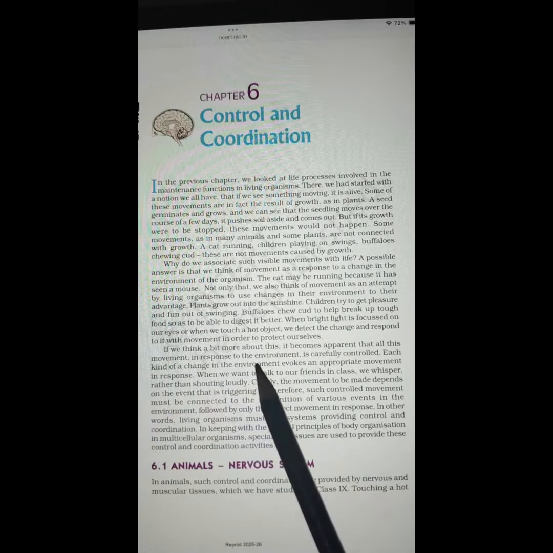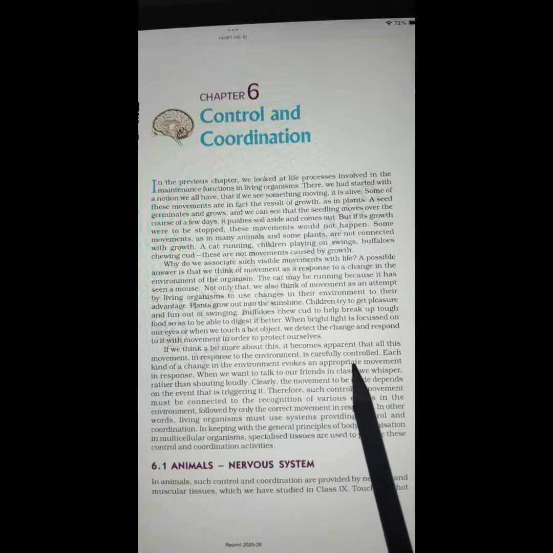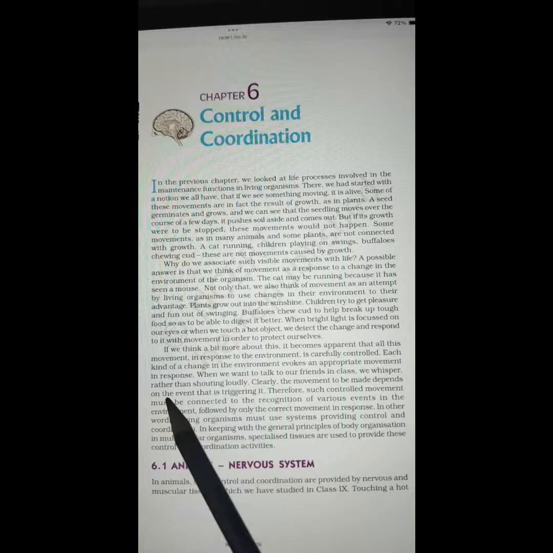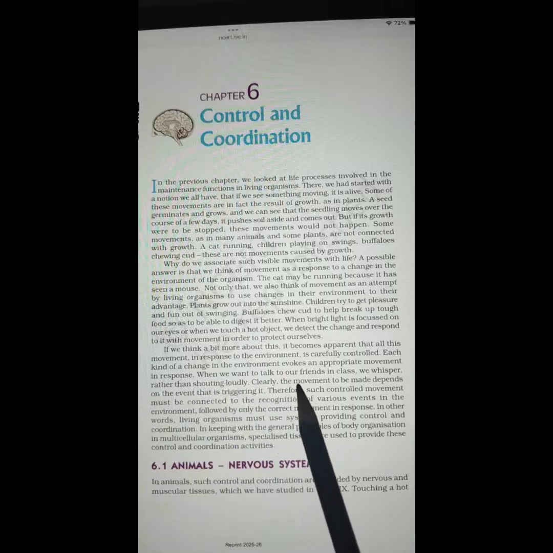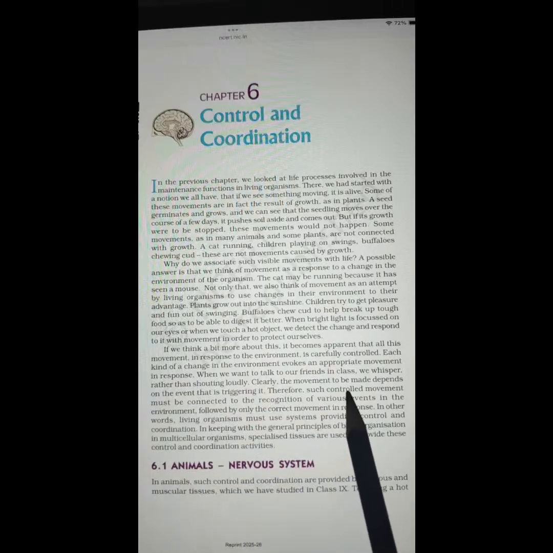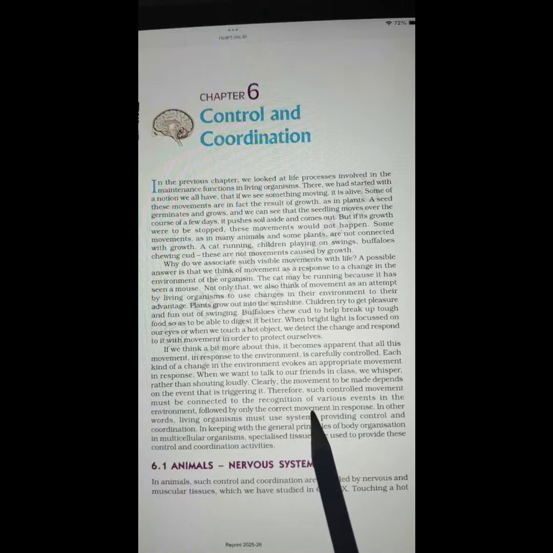If we think a bit more about this, it becomes apparent that all this movement in response to the environment is carefully controlled. Each kind of a change in the environment evokes an appropriate movement in response. When we want to talk to our friends in class, we whisper rather than shouting loudly. Clearly, the movement to be made depends on the event that is triggering it. Therefore, such controlled movement must be connected to the recognition of various events in the environment, followed by only the correct movement in response. In other words, living organisms must use systems providing control and coordination.